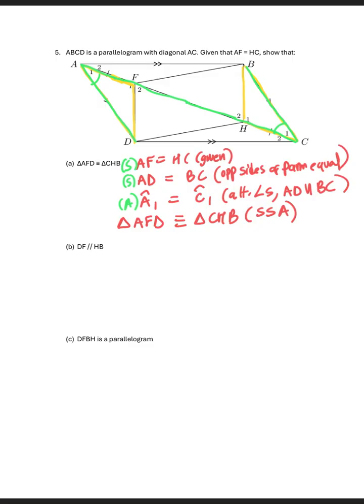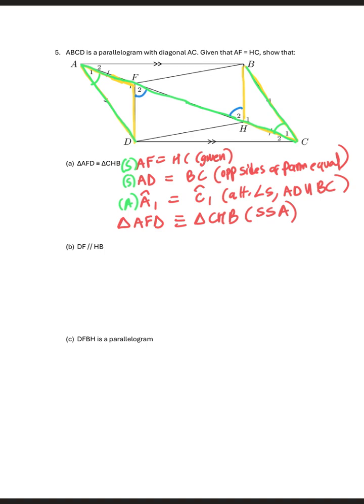So we're going to prove that DF is parallel to HB, right? In order to prove that DF is parallel to HB, we need to show that angle F2 and angle H2 are equal. They are alternate angles, as you can see. If alternate angles are equal, then the lines that form them will be parallel. So if we can show that F2 and H2 are equal, then we can conclude that the lines are parallel.